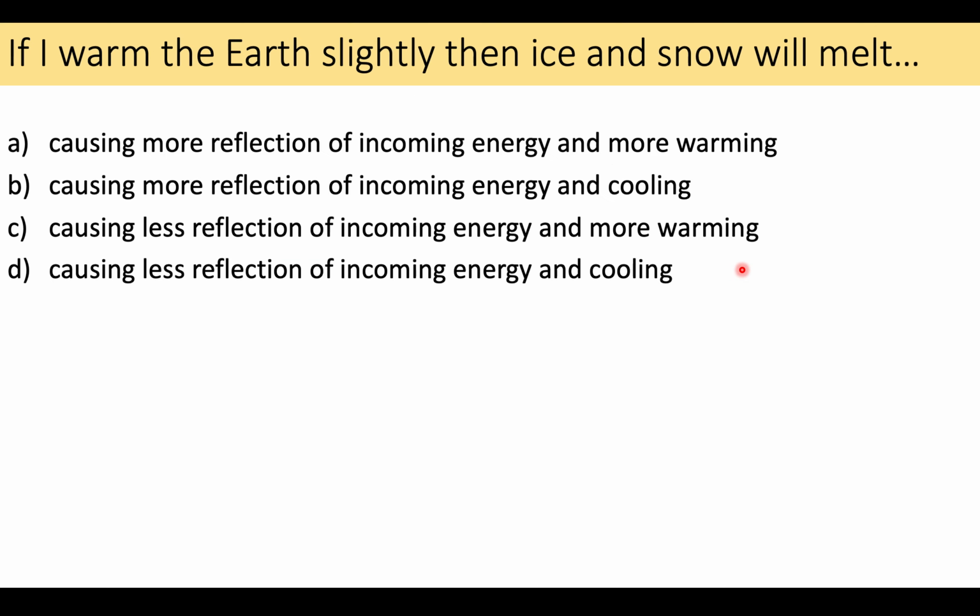So here's a question for you, first one of the day. If I warm the Earth, then ice and snow will melt. So as Earth is warming, our ice and our snow are melting. Which of these is true? What will the melting of ice and snow cause in terms of our energy budget?